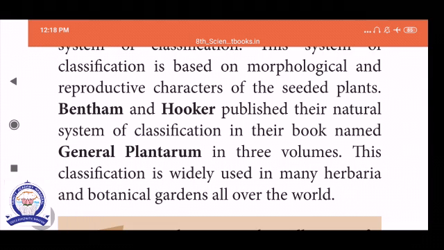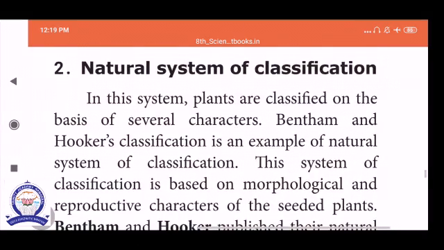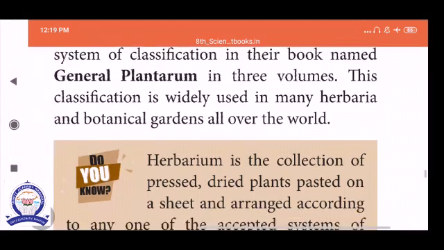This classification is widely used in many herbaria and botanical gardens. Herbaria means places where dried plants are stored. Dried plants stored in a particular area are called a herbarium center. Herbarium centers and botanical gardens all over the world use the Bentham and Hooker natural system of classification. So generally there are two types. First, artificial, by Carolus Linnaeus in his book Species Plantarum. Second, natural system, proposed by Bentham and Hooker in their book Genera Plantarum.